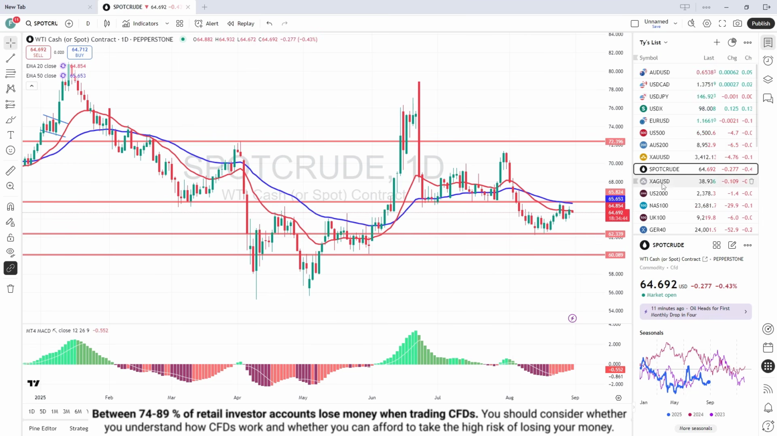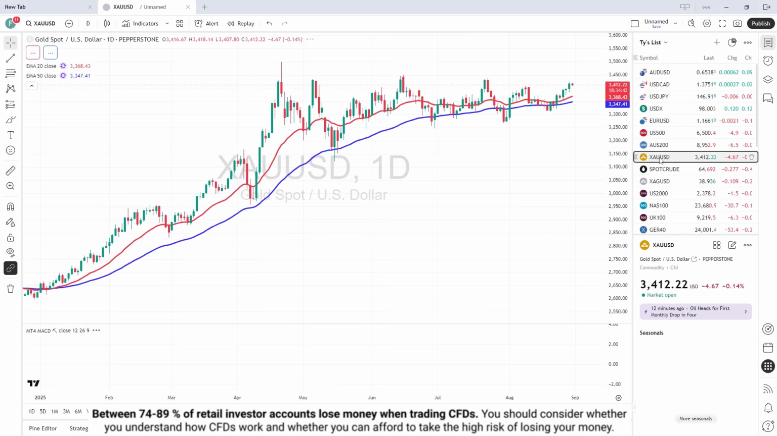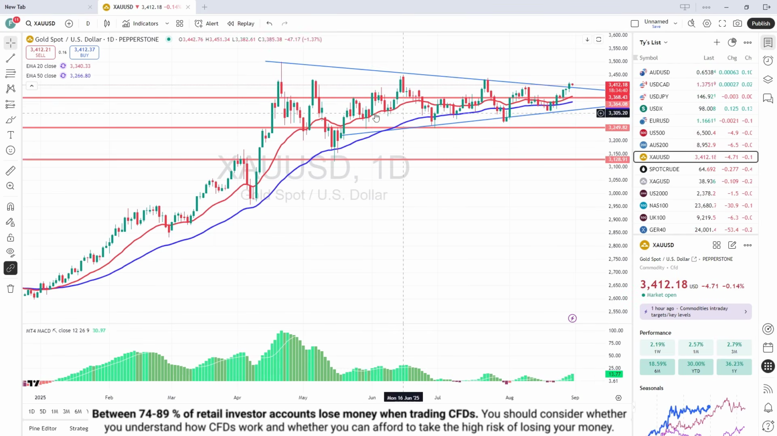Over to gold now, and look, gold's had a bit of a breakout of the triangle that we've had in place. The symmetrical triangle's been in place for quite some time. In times of uncertainty, gold generally finds its way. We've seen a very strong move over the last couple of weeks. We've broken above the range now.